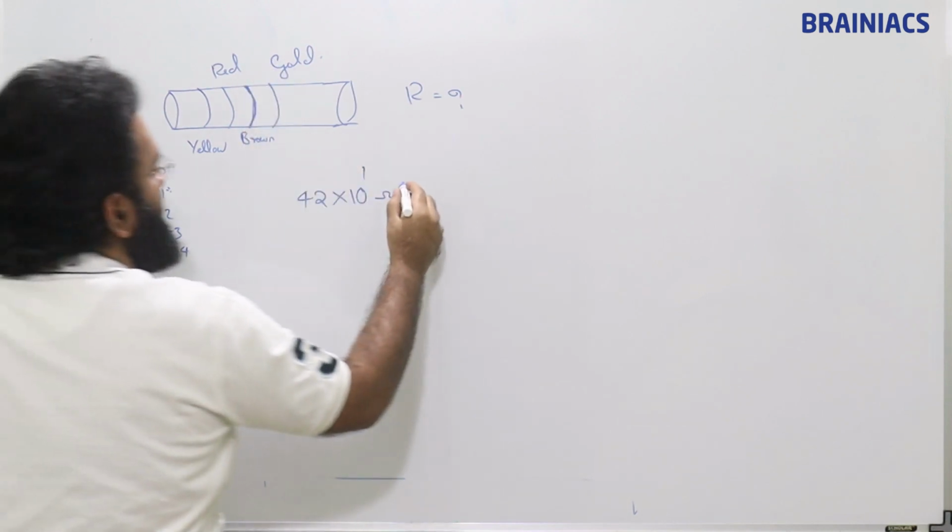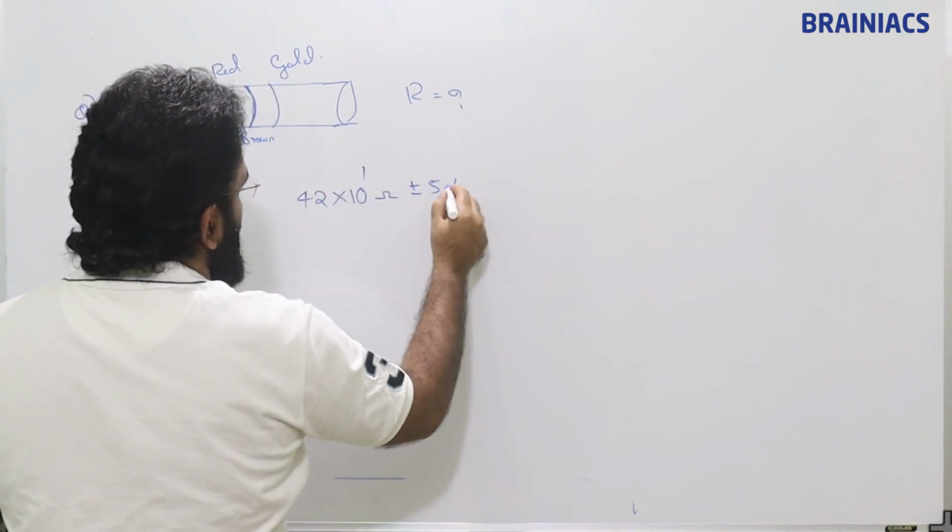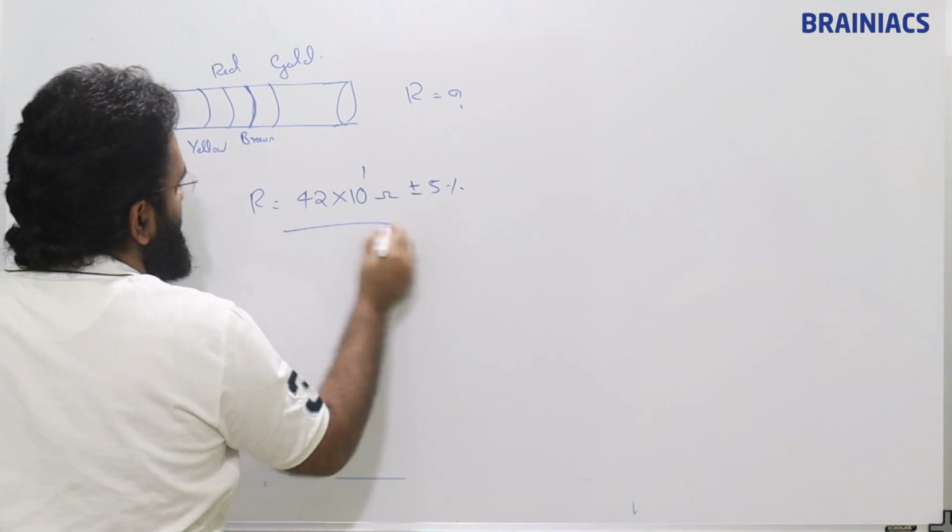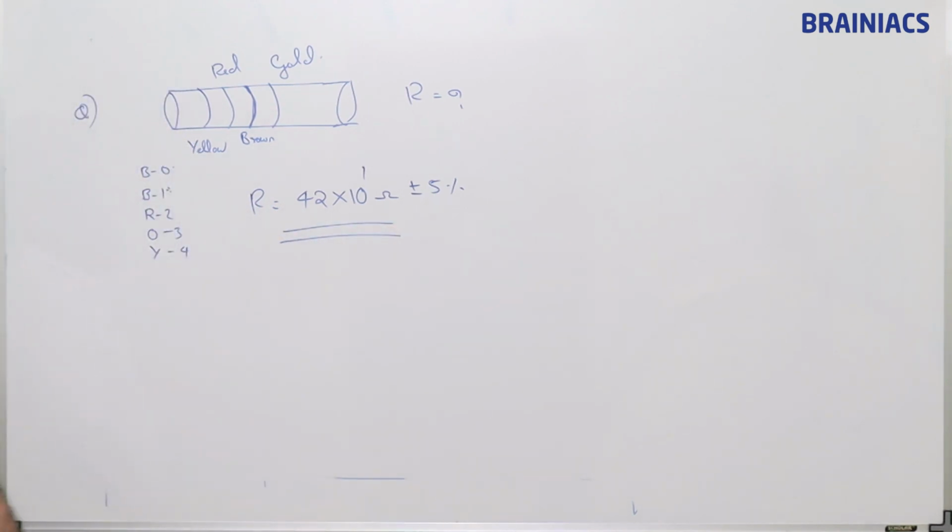Gold is there at the end, so plus or minus 5%. So this is the resistance value.